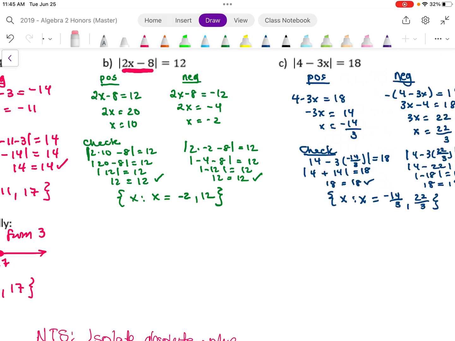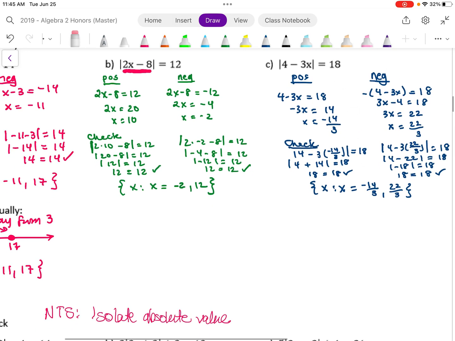Here's B, and here's C. Hopefully you got those two answers. I'm going to show you how to do them conceptually. Now, the problem when you have this conceptually, you want the leading coefficient to be either positive or negative 1 inside the absolute value. So what I need to do first is divide both sides by 2, and you can do that with absolute value as long as you're dividing by a positive 2. So in this case, I end up with the absolute value of, and 2 goes into everything, x minus 4 is equal to 6.